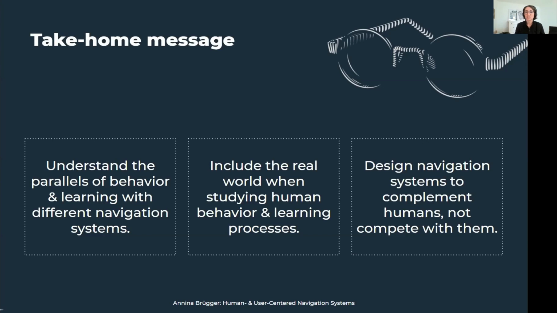So as a take-home message, I think it's important to understand the parallels of behavior and learning from different navigation systems, whether it's with spatial data or different data, as a map, an application, a software. Digital devices need navigation systems. So a second important take-home message, which I think is very crucial here, is to include the real world when studying human behavior and learning processes as well, as it shows there are different influencing factors that should not be neglected in designing future navigation systems.